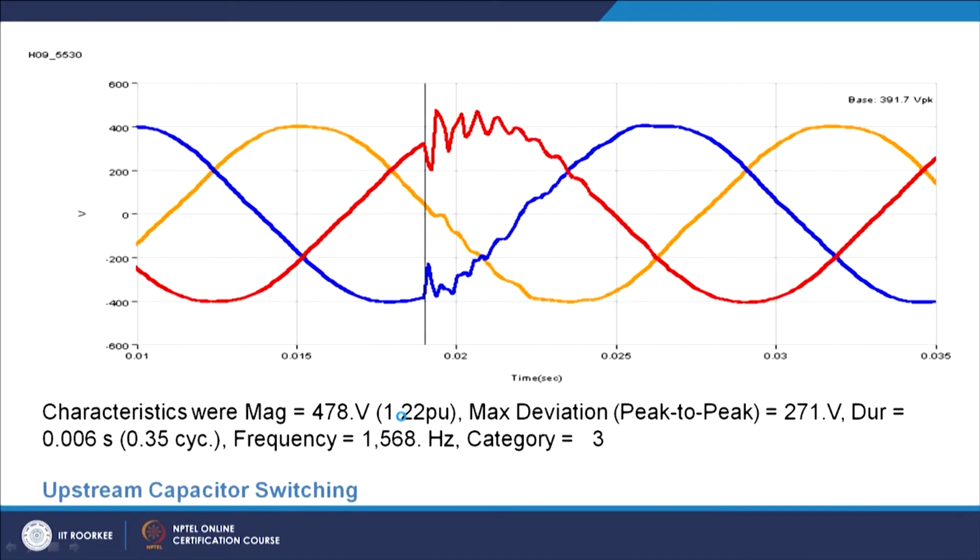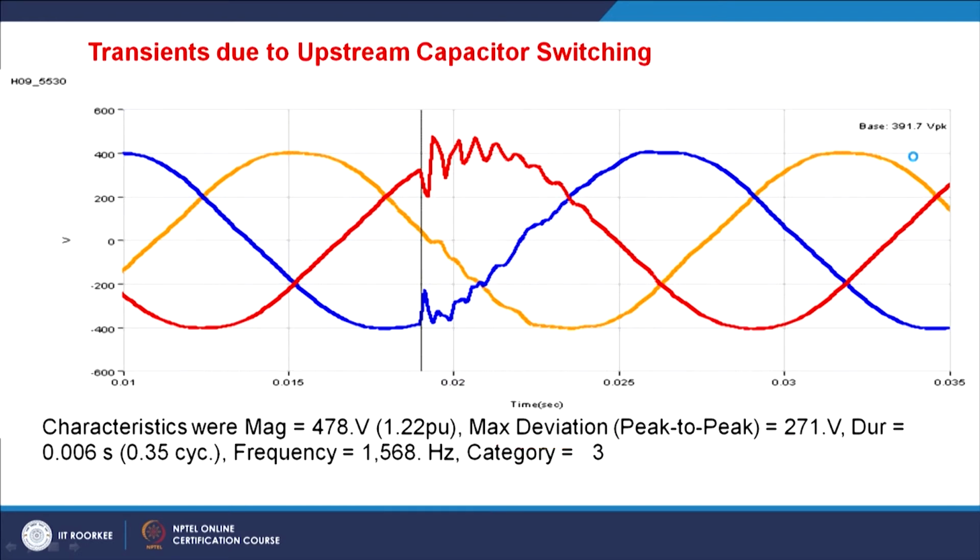Another example is the upstream capacitor switching. Till then it was balanced, and the capacitor voltage magnitude is 478 volt, 1.22 per unit. The maximum deviation is this, the duration is 0.006 second, that is 0.3 cycles, the frequency is this much, and this kind of fault is category 3. You can see that you have undergone the switching, it continues for some time, and ultimately it deviates. So these kinds of phenomena are transient phenomena.